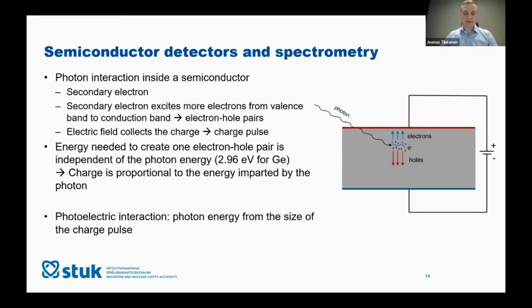And the way the spectrometers work is that the charge is proportional to the energy imparted by the photon. So by measuring this charge created, we can measure the energy of the incoming photon. For example, in the case of photoelectric interaction, we can get the photon energy from the size of this charge pulse.